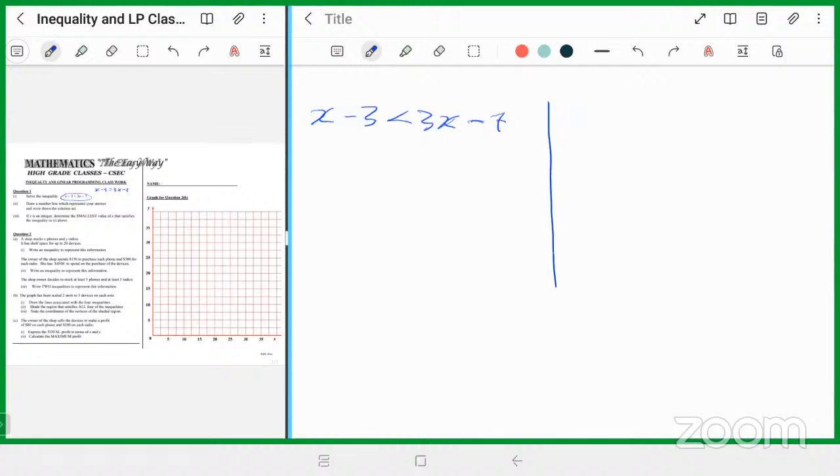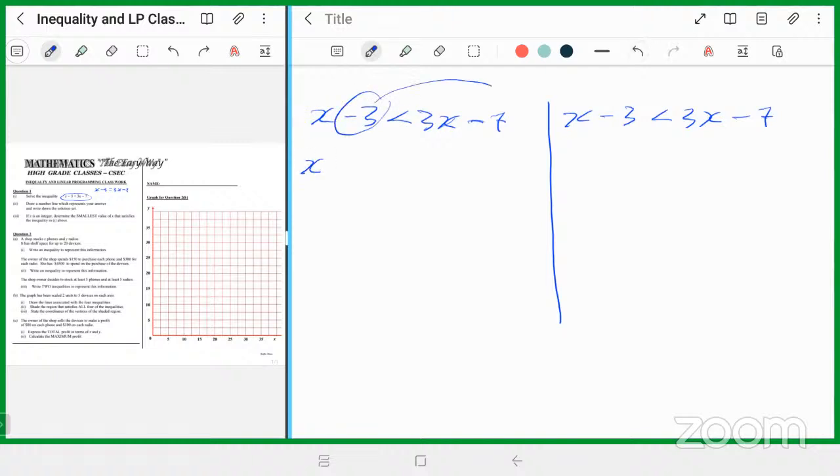Let me split the screen. I'm going to write the same inequality again: x minus 3 less than 3x minus 7. First, I'm grouping the x values on the left side. It means I need to get this 3x term over here and get this negative 3 over there. You only want expressions with the x in them on the left side. The x is already there, so I write it back as x.